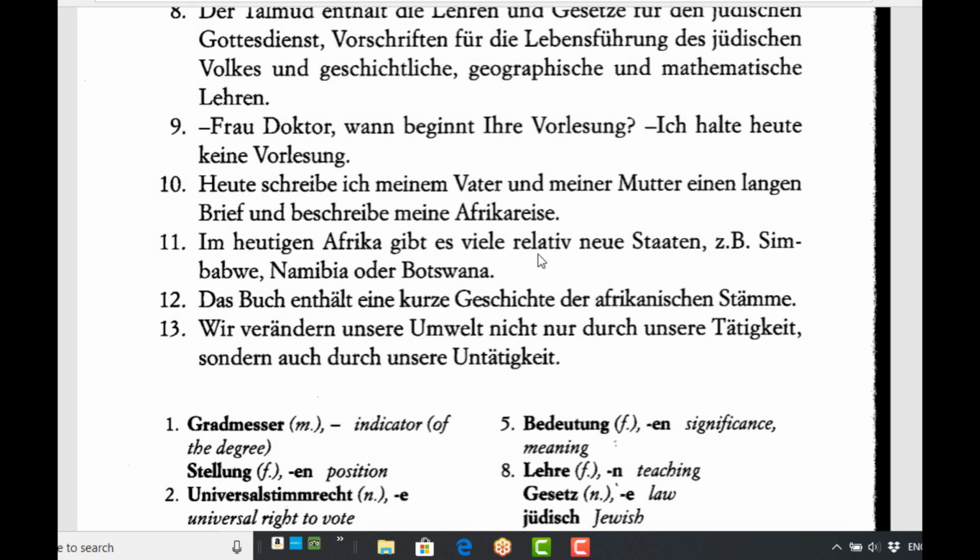Okay. Im heutigen Afrika, everybody. Im heutigen Afrika gibt es viele relativ neue Staaten. Zum Beispiel, that's what the ZB stands for. For example, Zimbabwe, Namibia oder Botswana. Zum Beispiel Zimbabwe, Namibia oder Botswana.